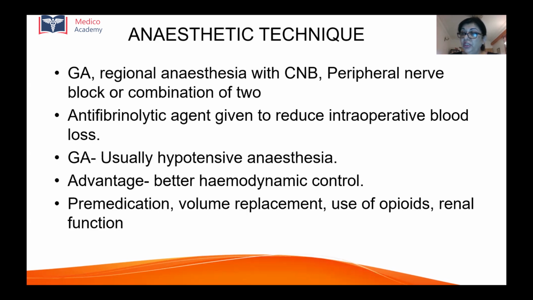Since most of these procedures are in geriatric patients, premedication which depresses the respiration should be avoided. When performing volume replacement, cardiac load should be avoided and the mean arterial pressure has to be maintained. Respiratory depression should be avoided by titrating the opioid dose, and the renal function should also be preserved.